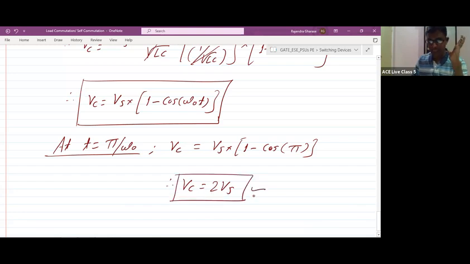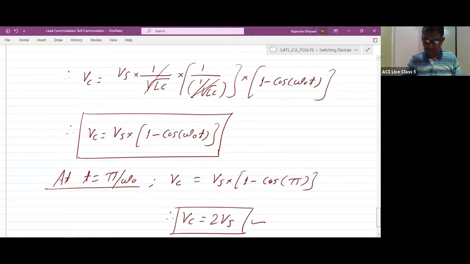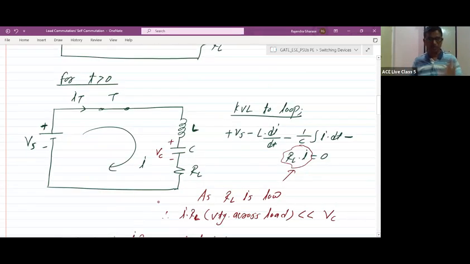So, point to be noted: the capacitor will be charged to a voltage of 2 times the supply voltage. The current flowing through the thyristor becomes 0 at t is equal to pi by omega 0. So at t is equal to pi by omega 0, can we draw the circuit? What is happening in this circuit? First of all, the current flowing through the thyristor becomes 0, and at the same instant the capacitor is charged to a voltage of 2 Vs, with polarity plus here, minus here.